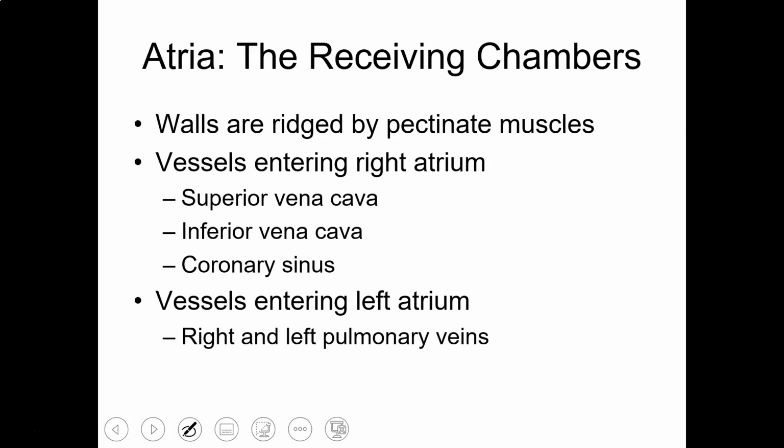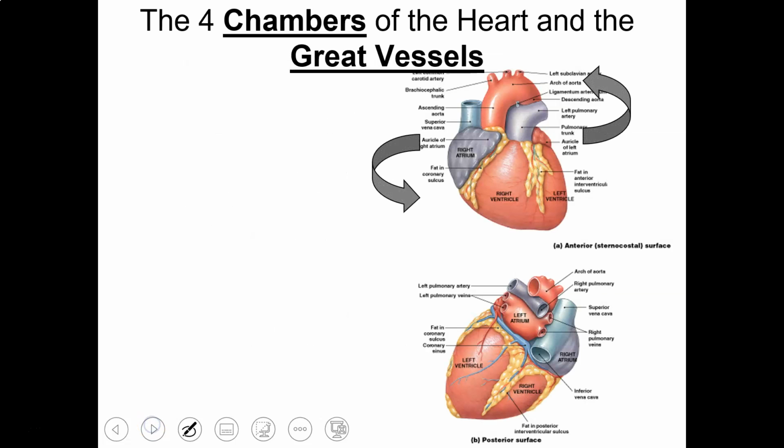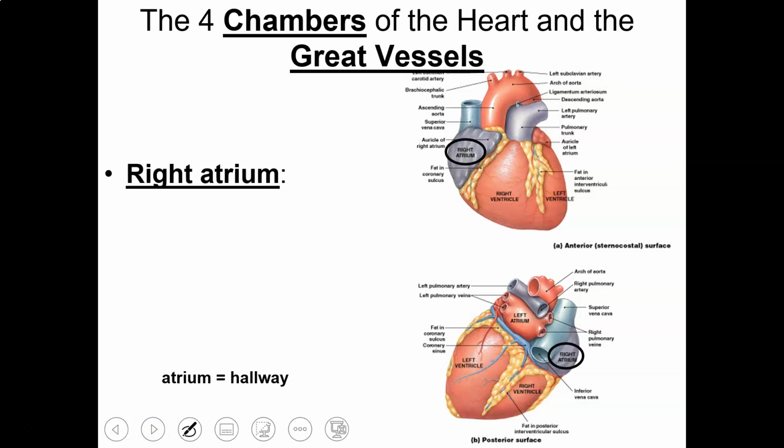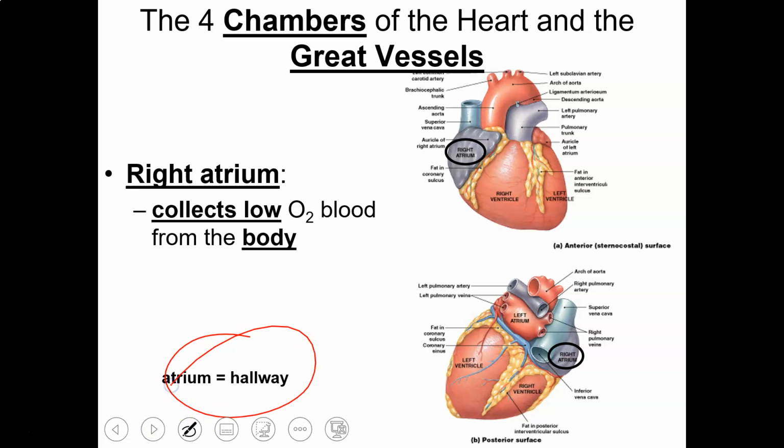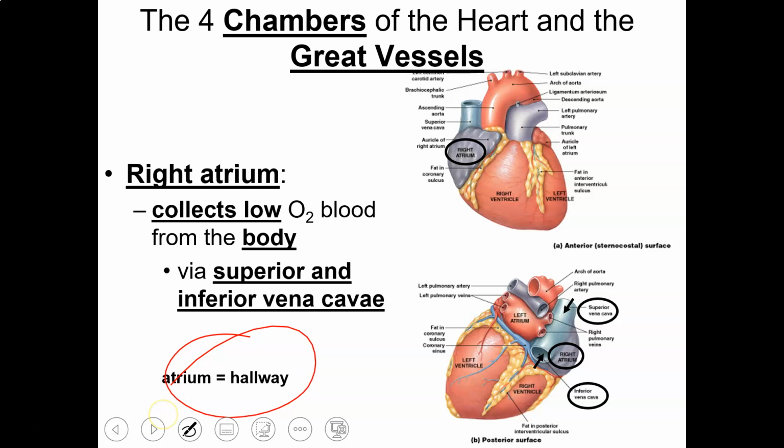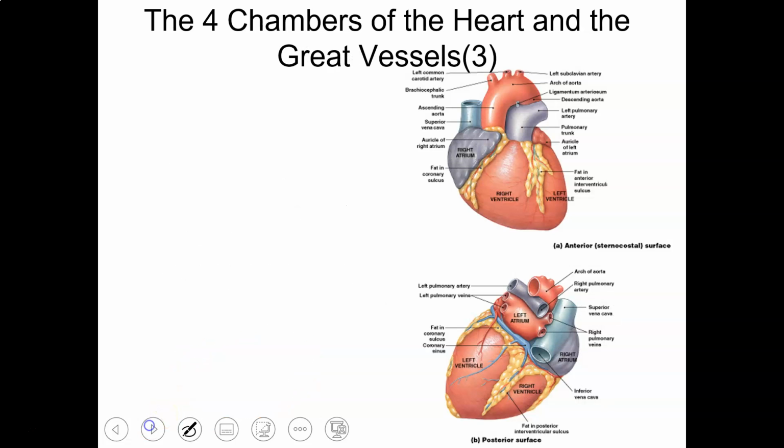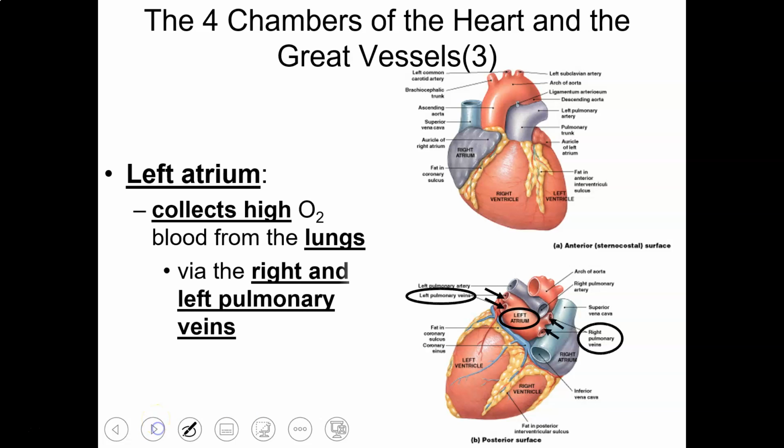The walls of the atria are bridged by these muscles called pectinate muscles, fine little bands of muscle. And let's look. So the right atrium: low oxygen blood from the body comes in through those big blue superior and inferior vena cava. The left atrium: high oxygen blood from the lungs comes in through the right and left pulmonary veins.